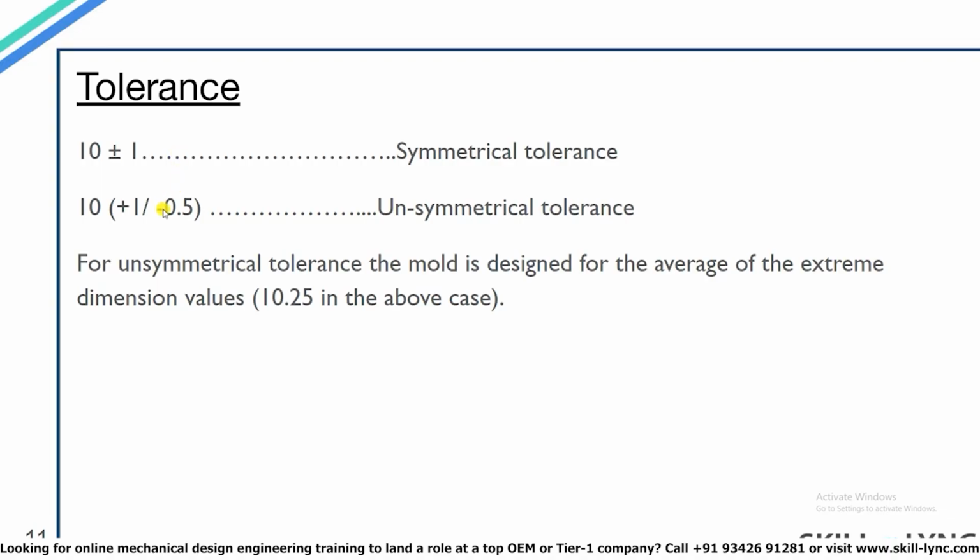But if we don't have the same limits, for example 10 plus 1 minus 0.5, now the dimension has to be between 9.5 and 11. In such cases, there is a possibility that due to shrinkage, the dimension of the part may go below 9.5. So in such cases, mold is designed for a dimension of 10.25, which is the average of 9.5 and 11, to ensure that the dimension stays within the tolerance.